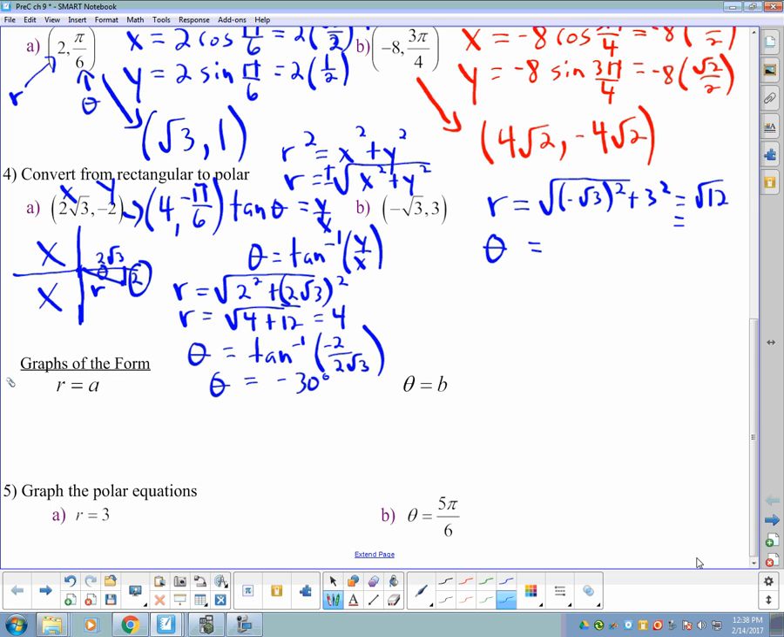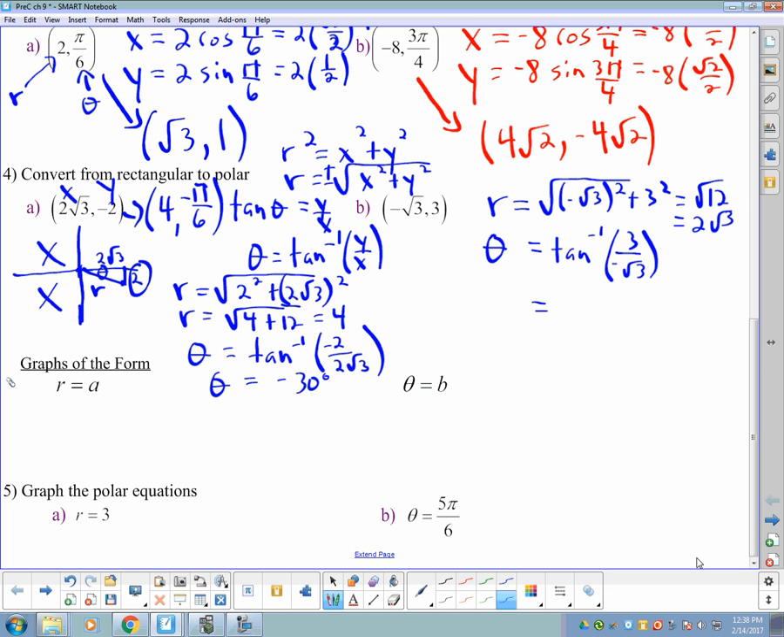We have 9 plus 3, right, which is 12. Root 12 simplified would be 2 root 3, and they're going to write it in simplified form if you're checking your solutions. So root 12 would be 2 root 3. Theta is equal to inverse tangent of y, which is 3, over x, which is negative root 3.